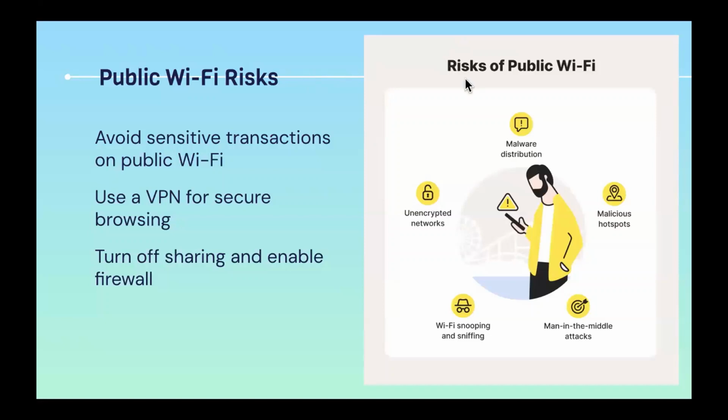And here are just a few of the risks of public Wi-Fi. It's a way for malware to be easily distributed. There are malicious hotspots, man-in-the-middle attacks, Wi-Fi snooping and sniffing, and unencrypted networks. So VPNs really target helping this risk of unencrypted networks by encrypting all of your information.